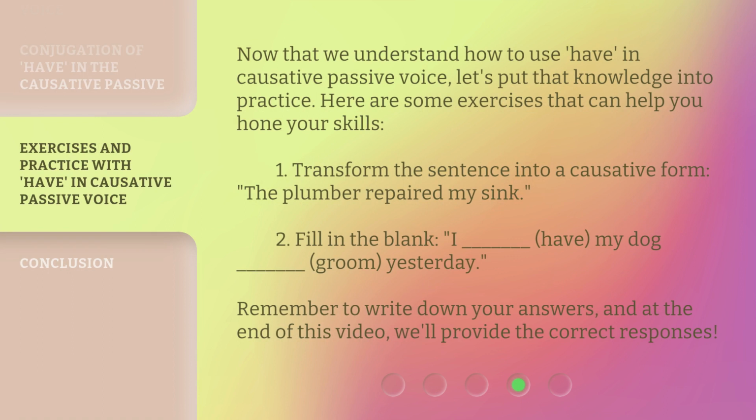Now that we understand how to use have in causative passive voice, let's put that knowledge into practice. Here are some exercises that can help you hone your skills. 1. Transform the sentence into a causative form. The plumber repaired my sink. 2. Fill in the blank. I blank have. My dog blank groom. Yesterday. Remember to write down your answers, and at the end of this video, we'll provide the correct responses.